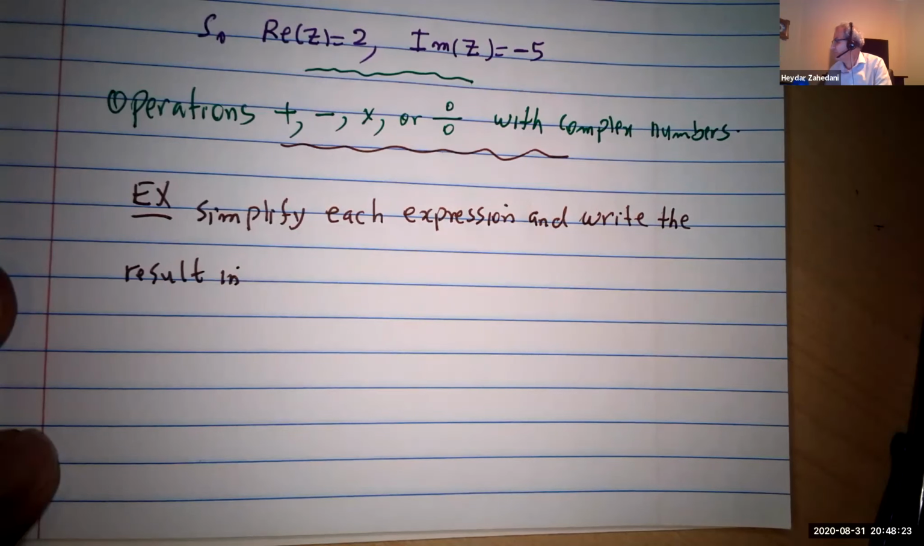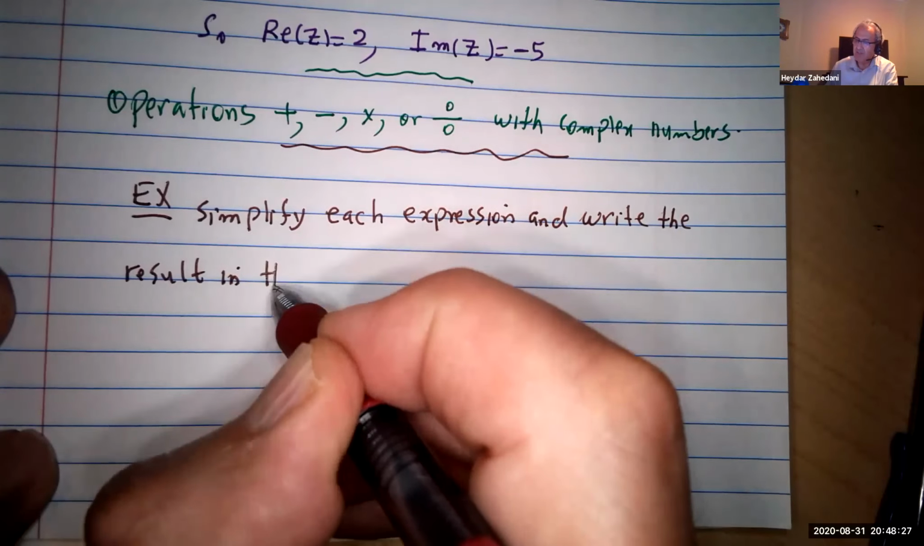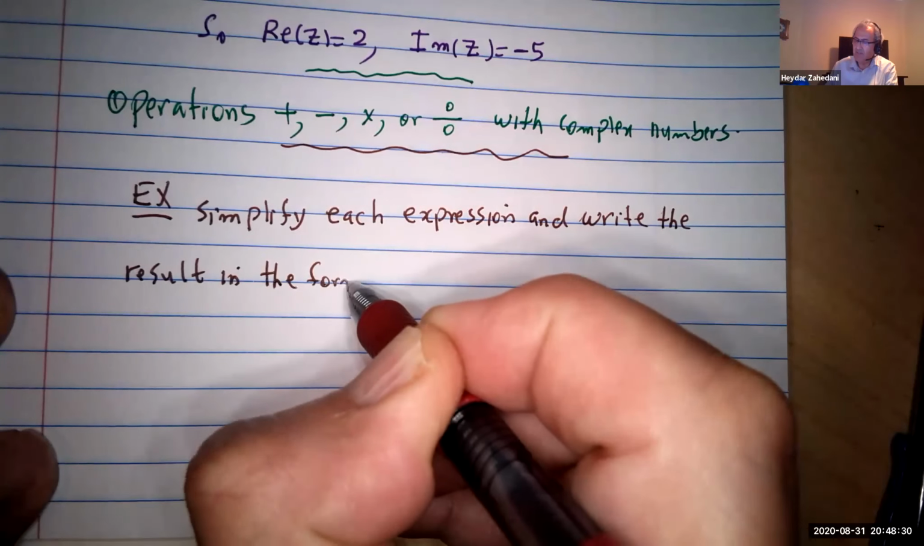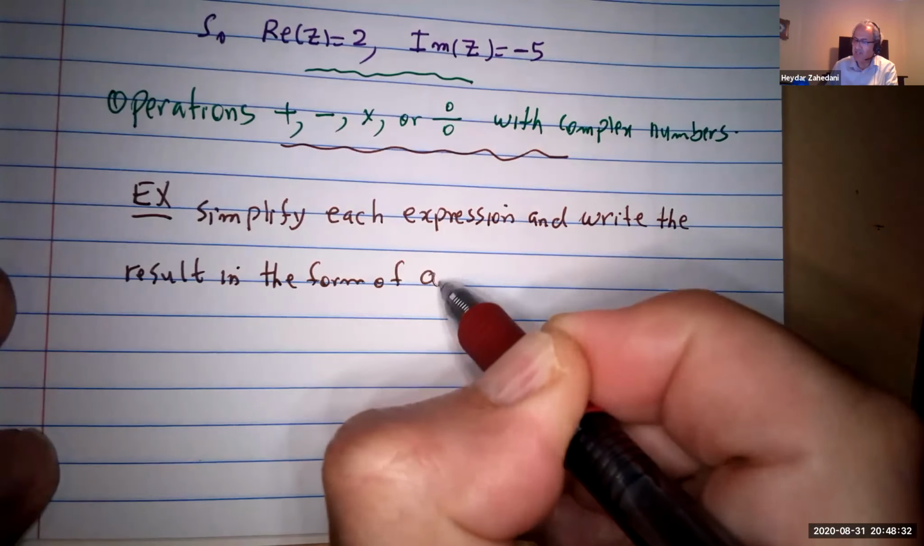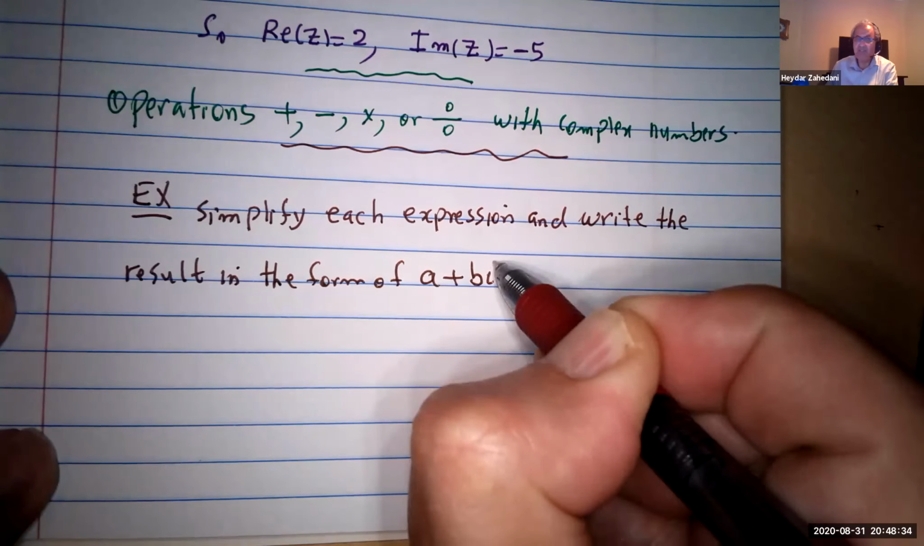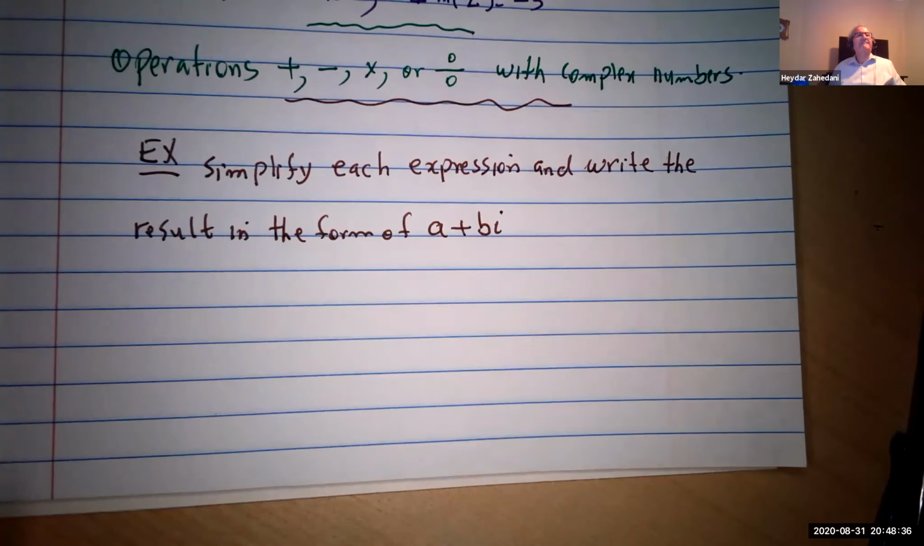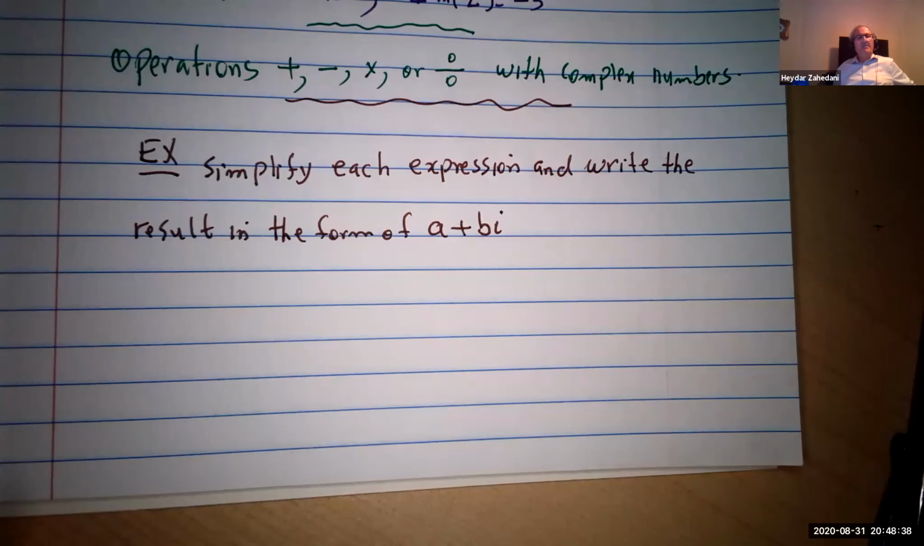Automatically you have to do it, but you know, we just give you the indication in the form of A plus BI. Automatically you have to simplify it yourself because we need complex numbers. And a complex number is going to be of the form A plus BI. Okay, are you ready?